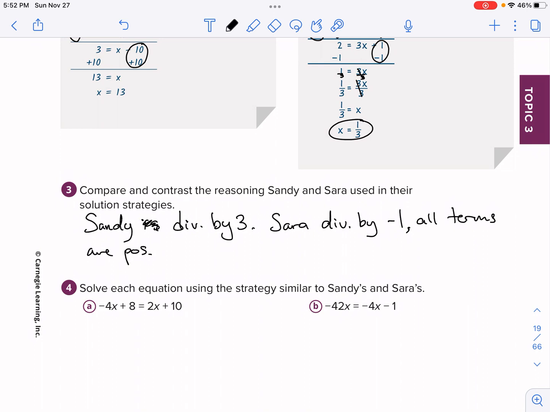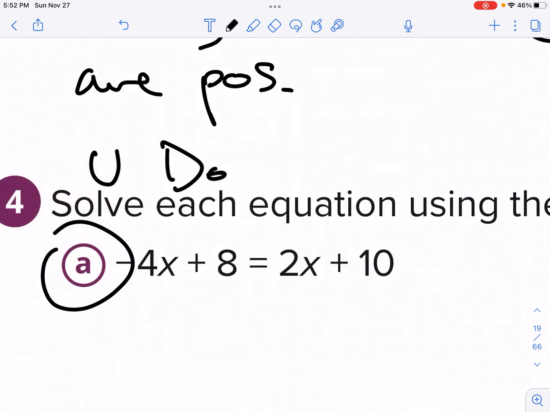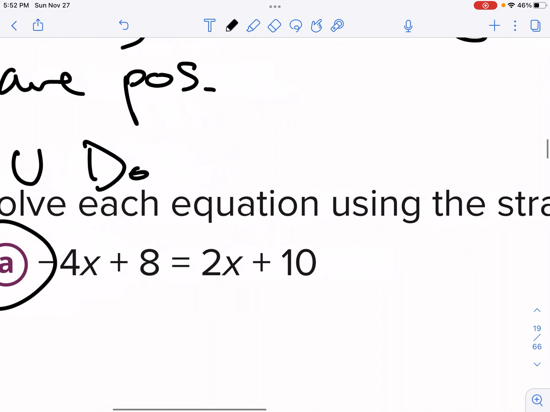I'm actually going to go through B. I'll have you do A as a you do. Okay. Now I'll give you a hint for A though. Notice how, right, we have negative 4x plus 8 equal to 2x plus 10. All these numbers are even. So maybe you can do something there to make it a little bit easier. Maybe you can divide something. So think about what number can go into all even numbers.